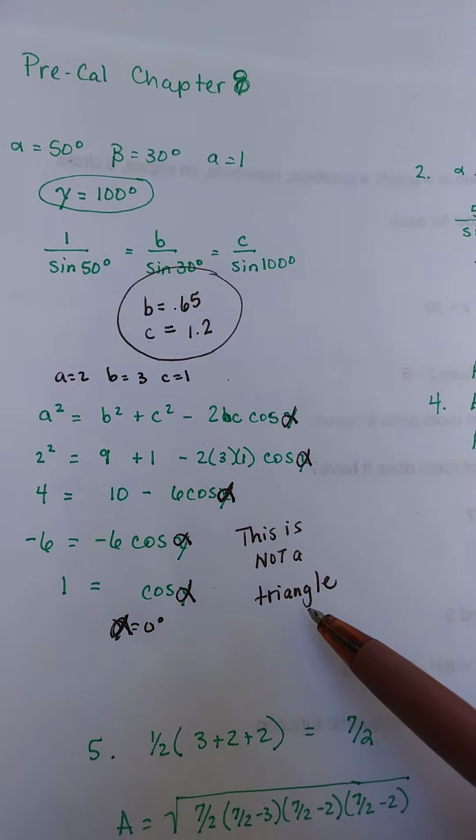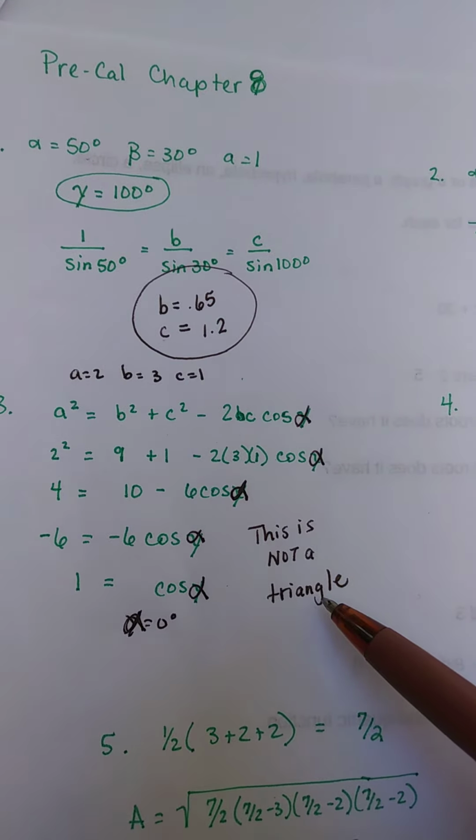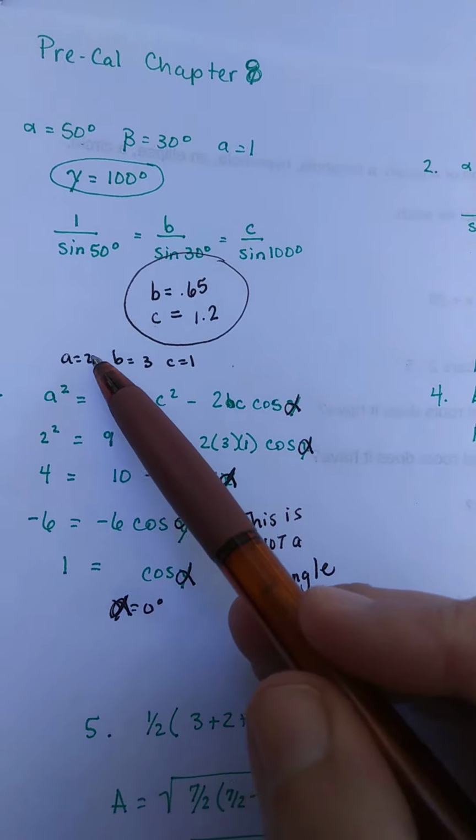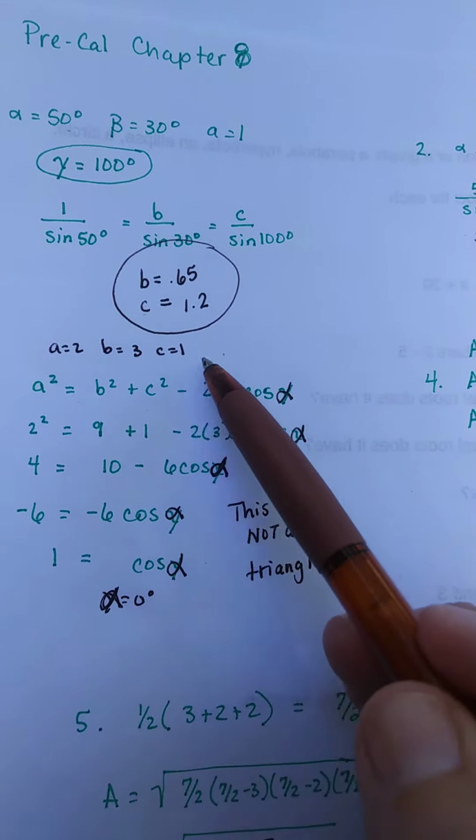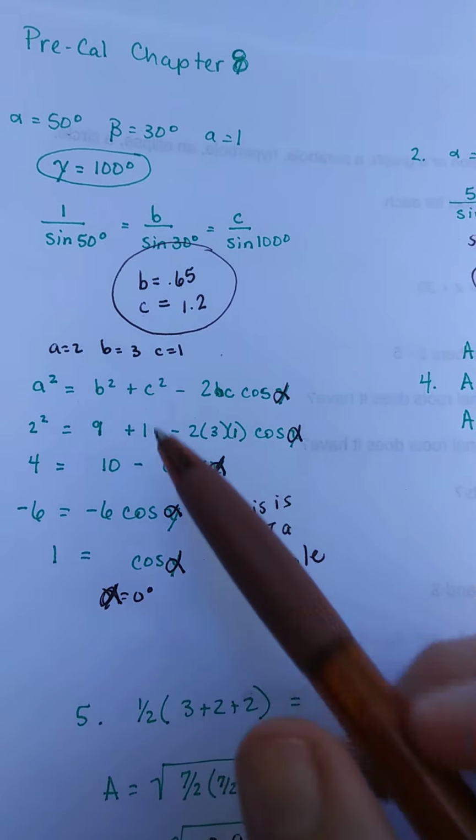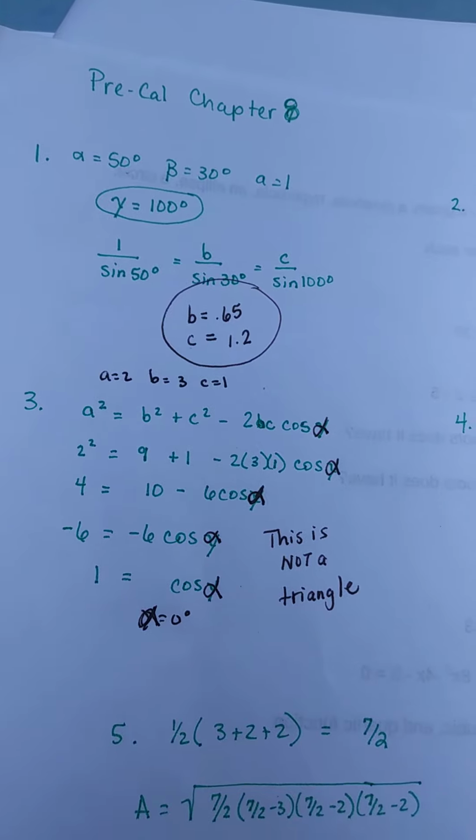This is not a triangle, and you may remember from your geometry class, I can tell that it won't be because 2 plus 1 is 3, and that should be larger than the third side. So occasionally that happens. It won't on your exam.